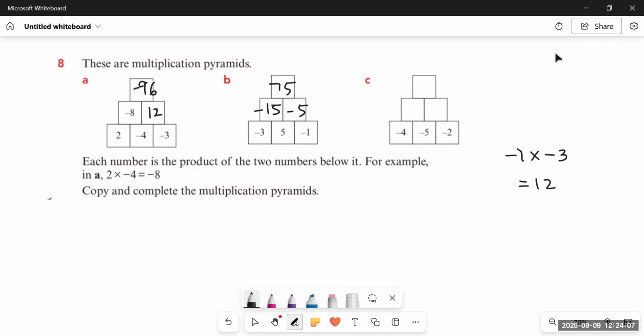Okay, next we have minus 4 into minus 5, which would be 4 5s are 20, positive 20. Minus 5 into minus 2, it's positive 10. Then 20 into 10 is equals to 200. So the final answer would be positive.